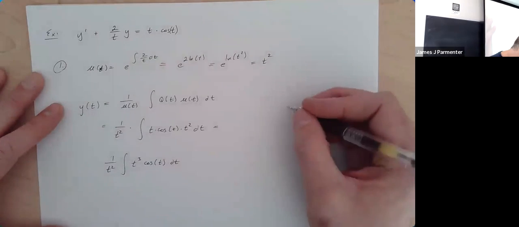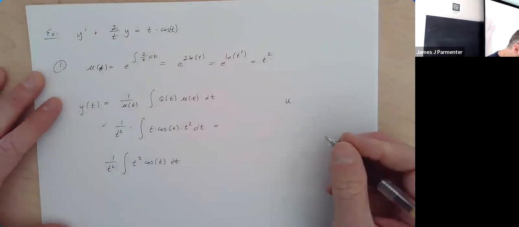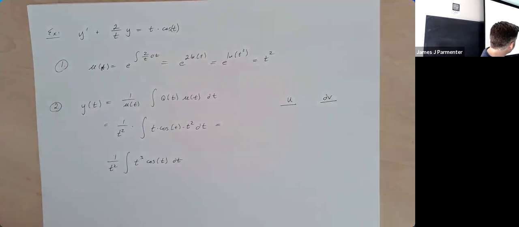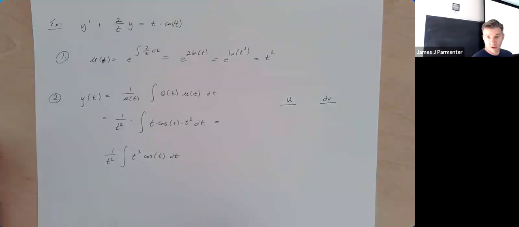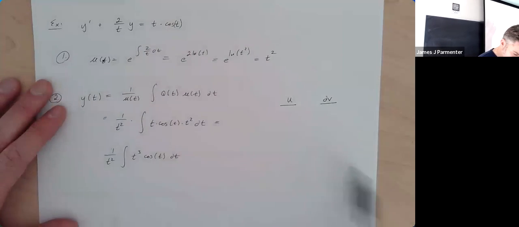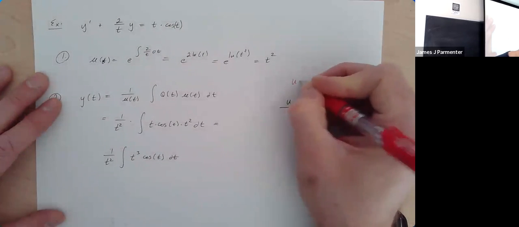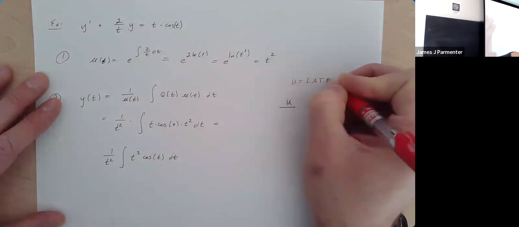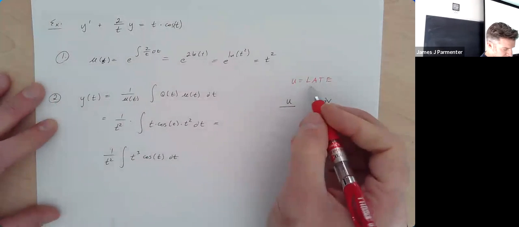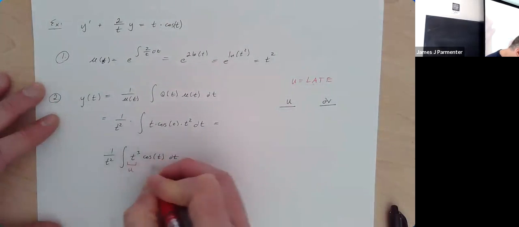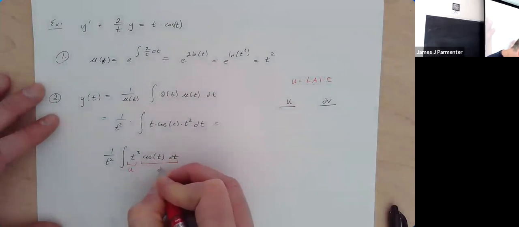And what you do is you write your u column and your dv column. And in the u column, you pick the thing you would pick for u. So our u would be t cubed. Right? That's right. Remember, u is equal to late. You pick a logarithm. If you don't have a logarithm, you pick any power of x, and we have an any power of x. So that would be our u, and the rest would be our dv.